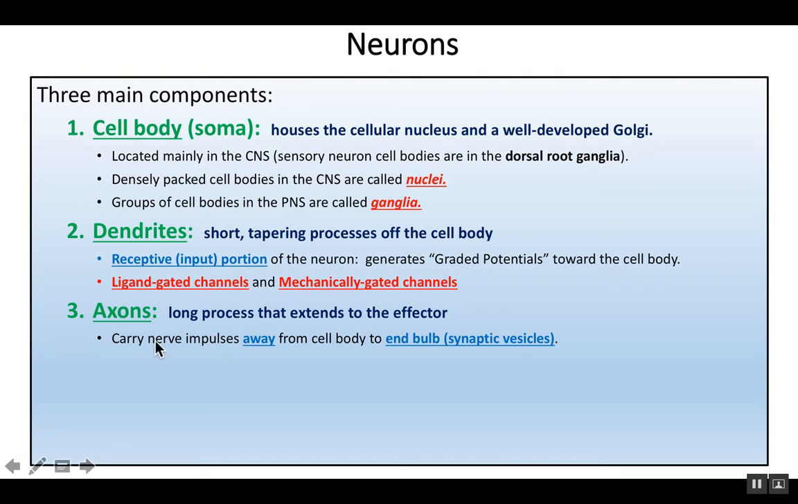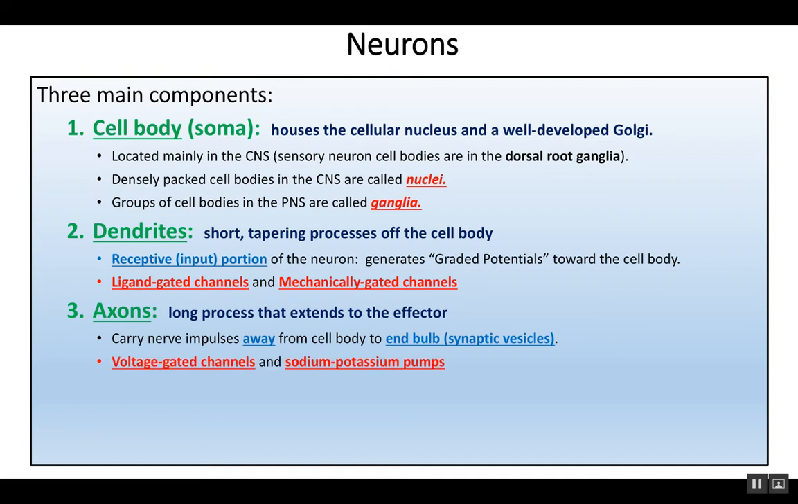So the axon carries the nerve impulse or action potential away from the cell body to the end bulb. And we've already seen what an end bulb is. That's the terminal end of the axon that contains synaptic vesicles, and we already know what's in the synaptic vesicles. It's whatever neurotransmitter that neuron releases.